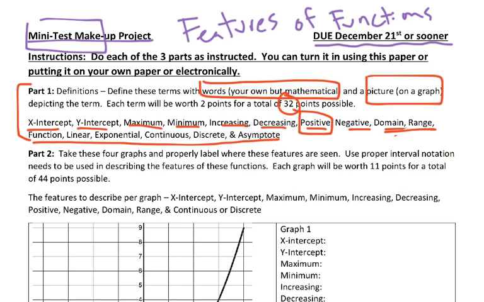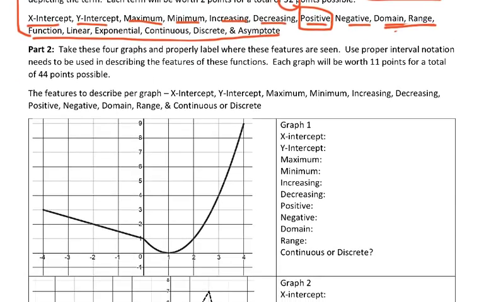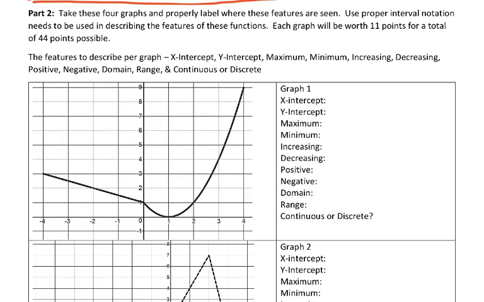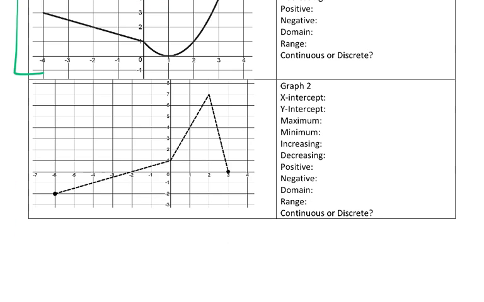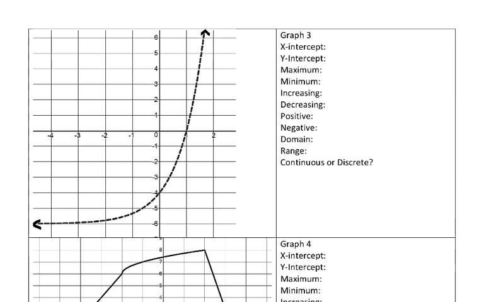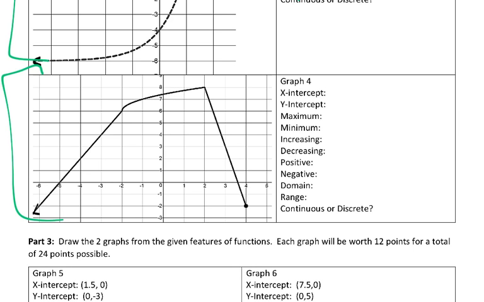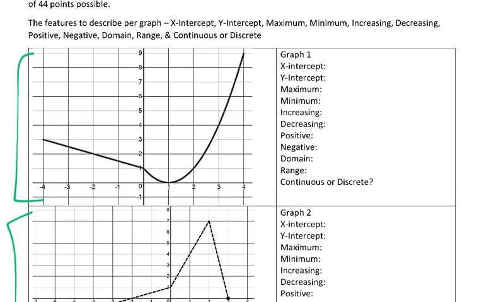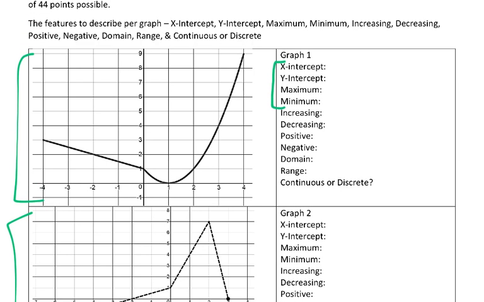Okay, part 2, this one, you're going to take these graphs right here. There's 4 of them. 1, 2, 3, and 4. And you're going to write what all of these are. Okay? So now remember, these 4 x, y intercepts, maximums, minimums, they should be written as points. Okay? So a parentheses, a number, comma, a number, and another parentheses.